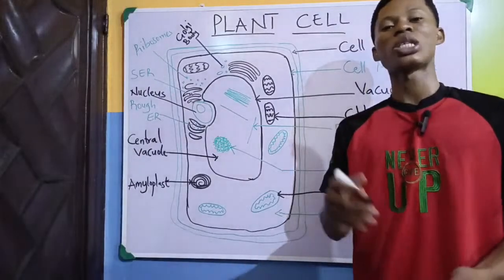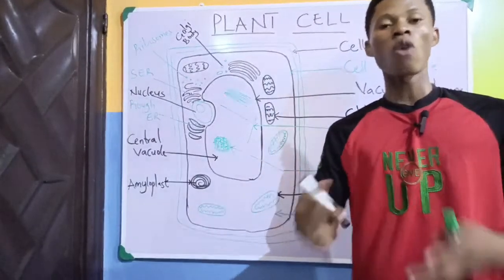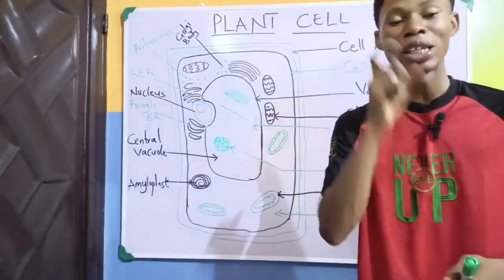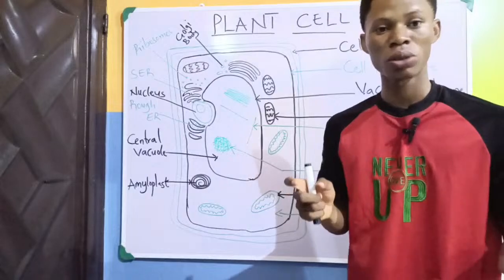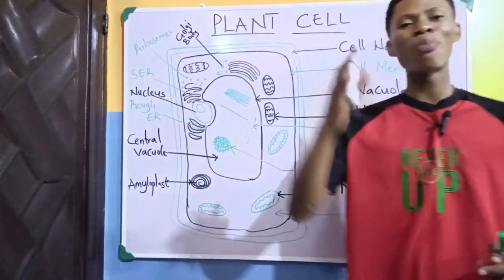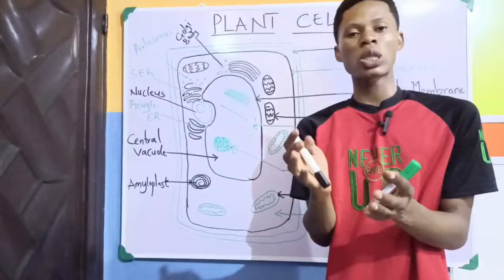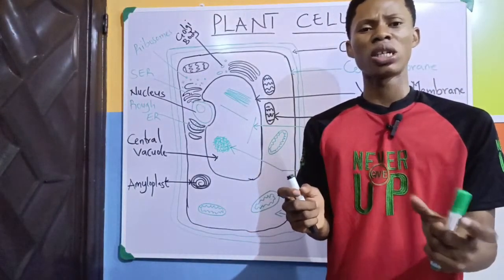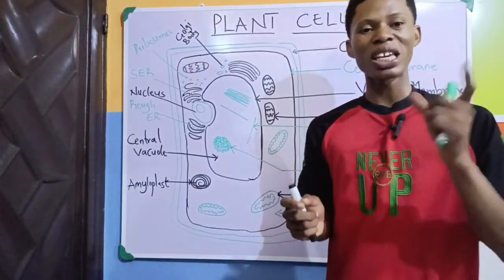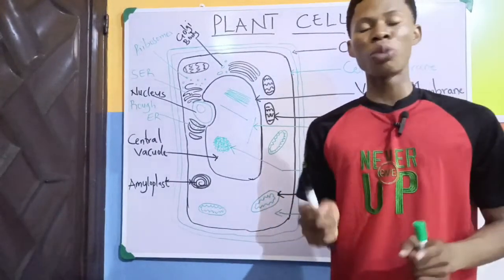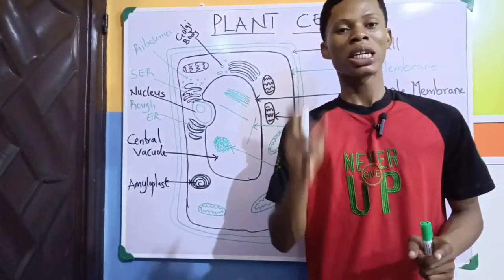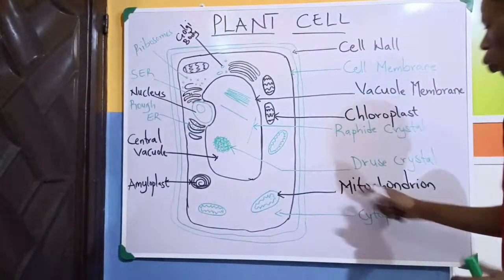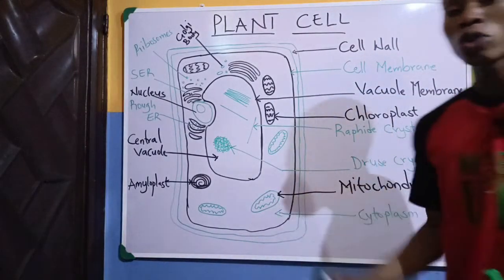And what is cellular respiration? Cellular respiration is a breakdown of complex substances into simpler ones, and in the process, generating energy. So, in cellular respiration, we are breaking down complex food molecules into simpler ones and generating energy in the process. Energy in the form of ATP. The full meaning of ATP is adenosine triphosphate.